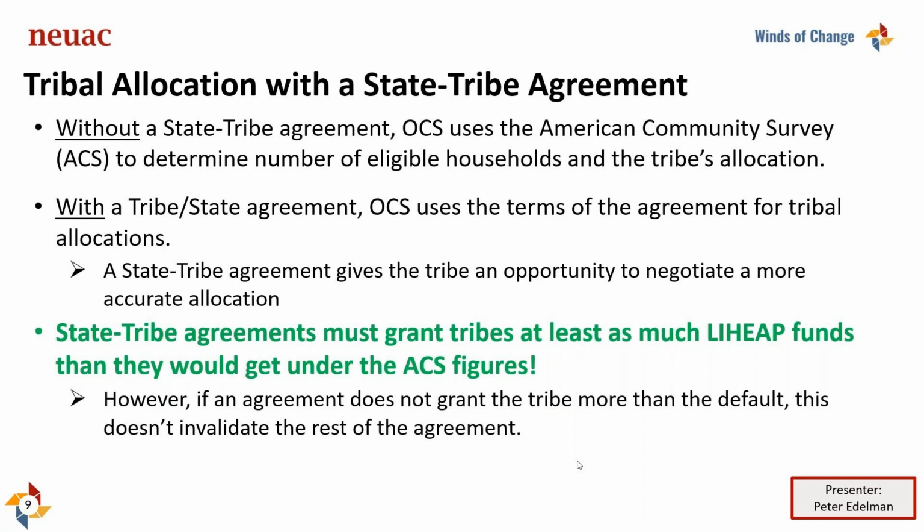Regarding the third point, the ACS figures serve as the base for the default method. When an agreement is in place, the LIHEAP statute calls for the amount that's generated by that agreement to deliver more funds to the tribe. But if it doesn't do that, then OCS simply reverts essentially to the default method, and the rest of the agreement remains in place.